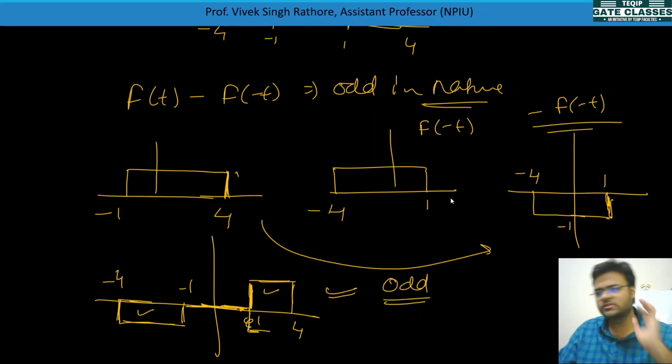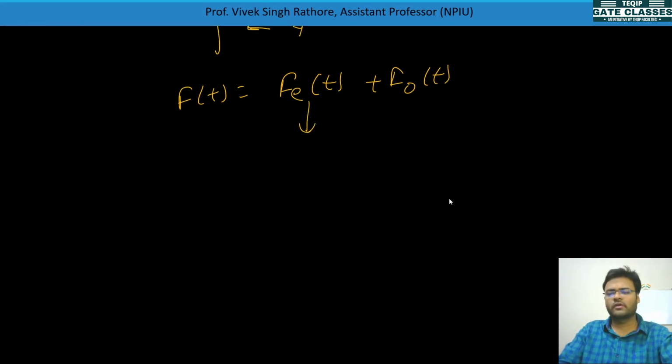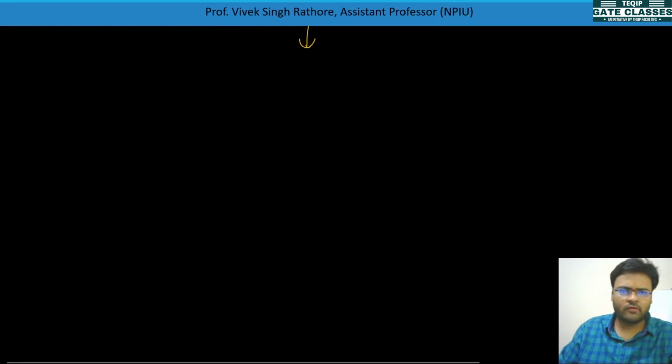So this you can conclude, and there we have seen that f of t will be equal to the even component plus the odd component, and I also told you how to calculate the even and odd components. So let's see some other examples.